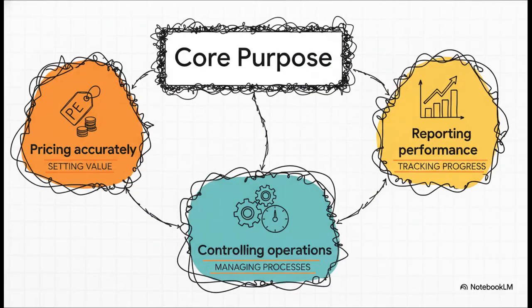But why do we actually care, right? What is the real-world value of doing this? Well, the core purpose of classification really boils down to three vital business functions. First up, pricing accurately. You simply cannot set a profitable selling price for a product if you have no idea what it actually costs to make the thing. Second is controlling operations. If your costs are suddenly spiraling out of control, you have to know exactly which department or process is bleeding money so you can step in and stop it. And third, reporting performance. Management needs to see how well different segments of the business are actually doing. Without grouping costs correctly, management is essentially flying totally blind on all three of these fronts.